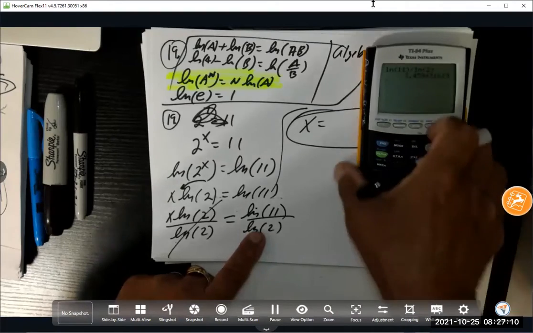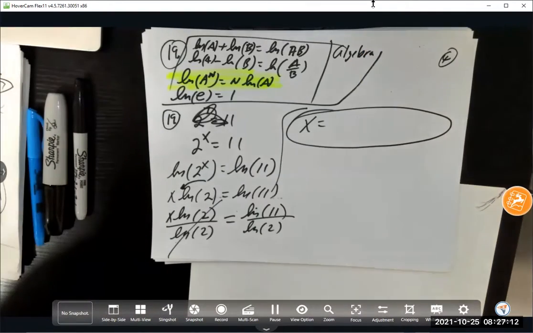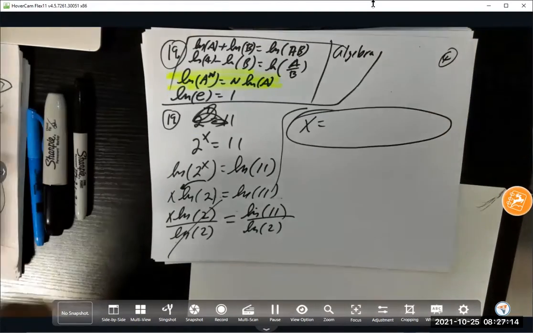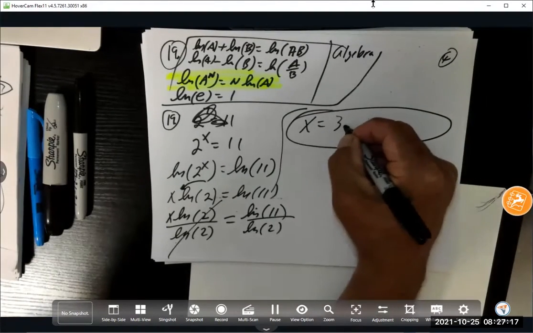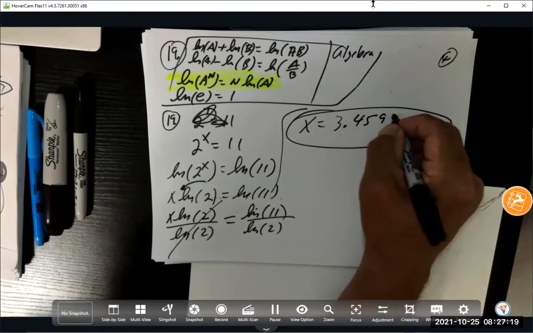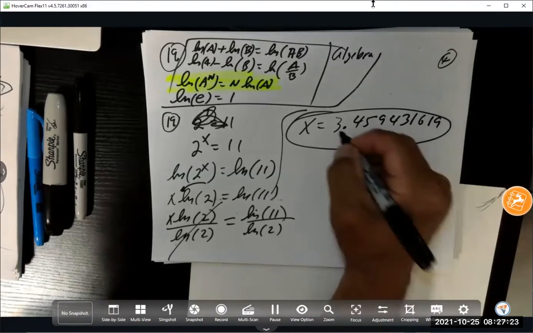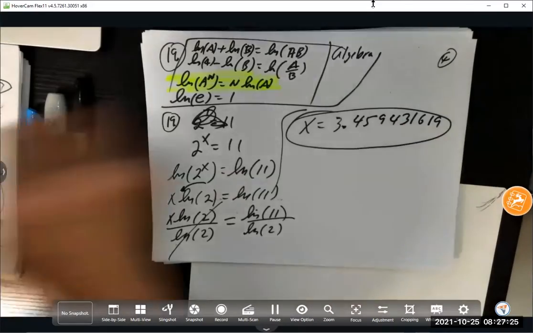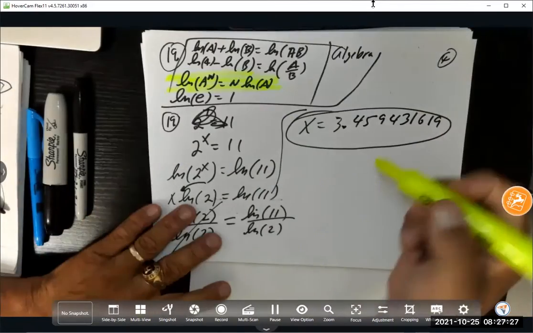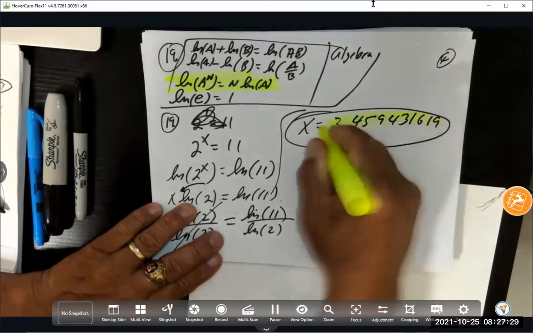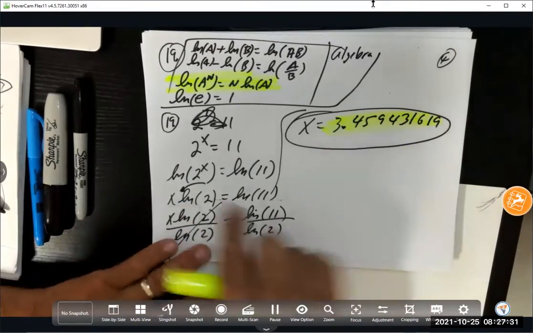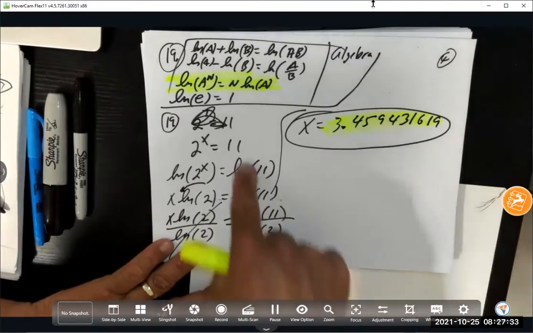Boom. Yep. I got 3.45. Give me your numbers. All of them. 3.459431619. Okay, that's it right there. Got it. Okay. And they're probably going to round it off to 2 places, but you have rounding skills. I know you can do that. So there's the answer. So this number to the power of what? This will get you super close to the 11.